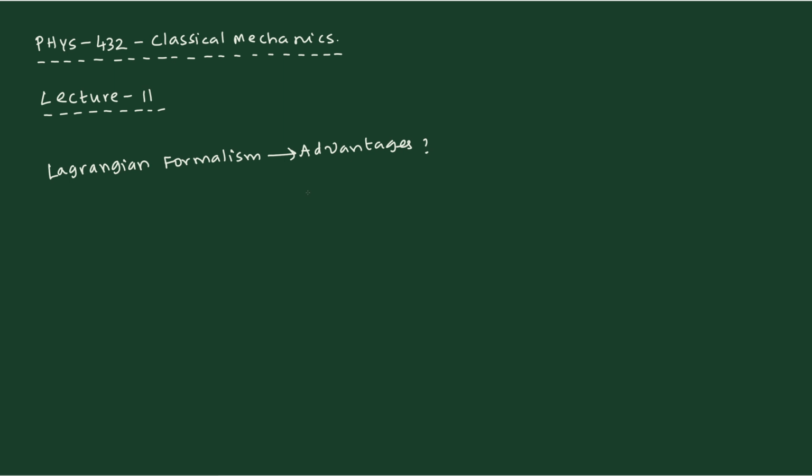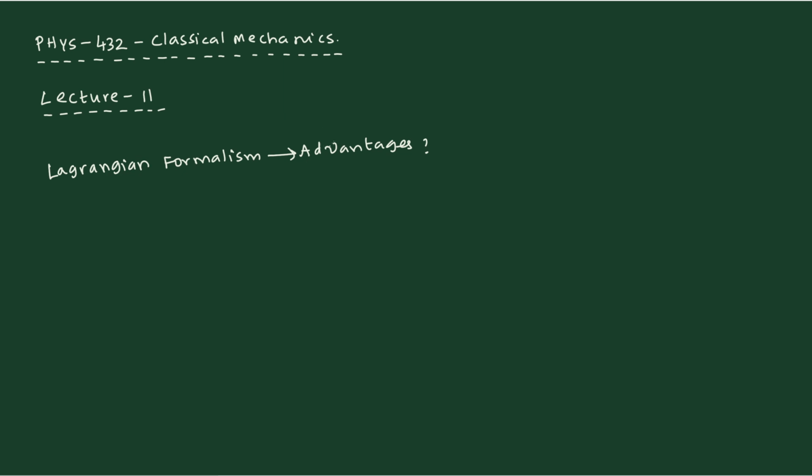Otherwise, you feel that we are essentially repeating the same mechanics problem, and whatever answer you already got using Newtonian mechanics, the same answer only you are going to get in the Lagrangian formalism also. So the question therefore arises: why is the Lagrangian formalism advantageous, or why should it be considered a better approach than the original Newton's equation? That is the question that we have.